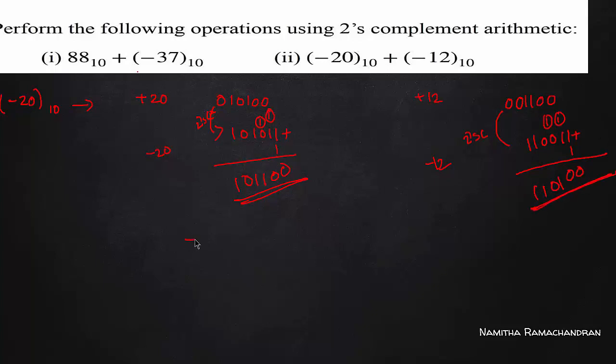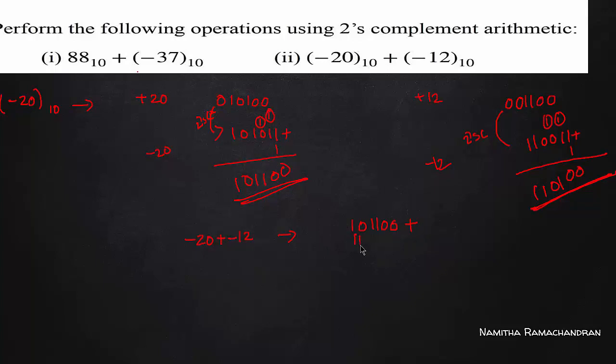Now minus 20 plus minus 12. Both the augend and addend have the same sign. So this is a pure case of addition. We don't want to follow that rule for subtraction. Okay. So simply add this 2's complement representation corresponding to minus 20 with the 2's complement representation corresponding to minus 12.